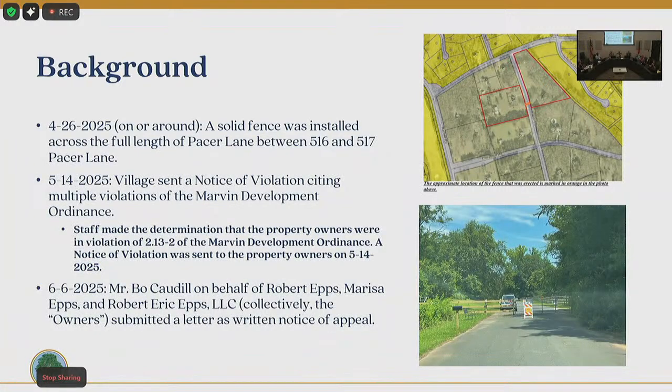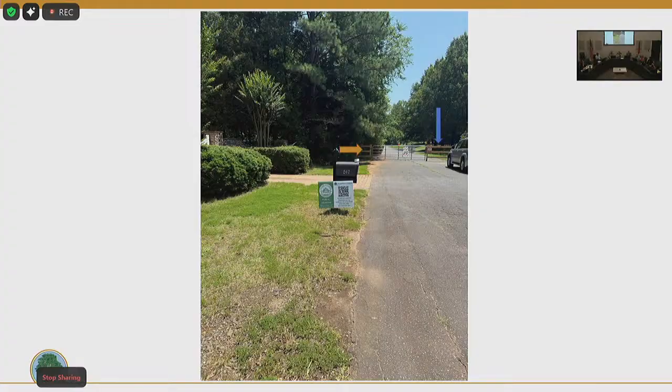And once again, the top right is just an overview of the property. You can kind of see from here, in orange is the approximate location of where the fence was installed. The bottom picture is a picture taken of the fence and then gate going across Pacer Lane. This is just another picture of reference in front of 517, noting when the sign was posted, as well as you can see in the background the fence and gate going across Pacer Lane there.